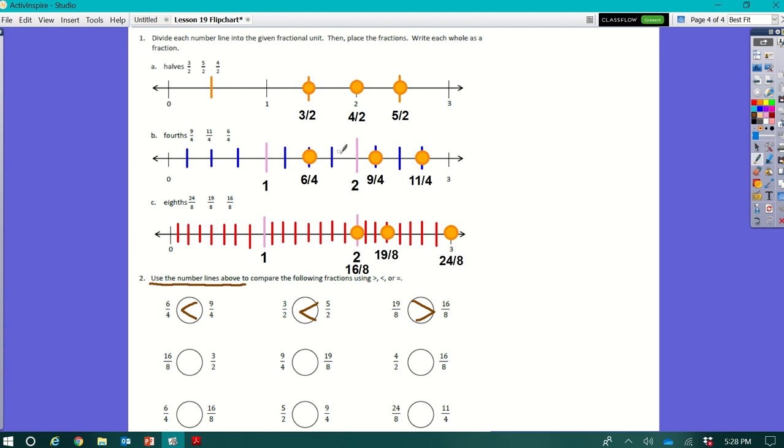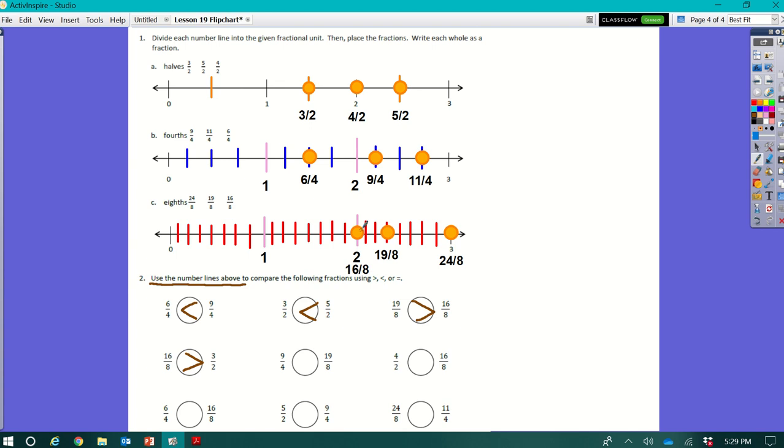So you're going to compare them. 16/8, which is actually right on the whole number 2. So I can come up and go, oh, it's right here on the whole number 2. And 3/2 is here. So if I'm comparing them, 16/8 is going to be what compared to 3/2? Right, it is going to be greater because 16/8 is closer to 3. 3/2 is closer to 0. So 16/8 is more.